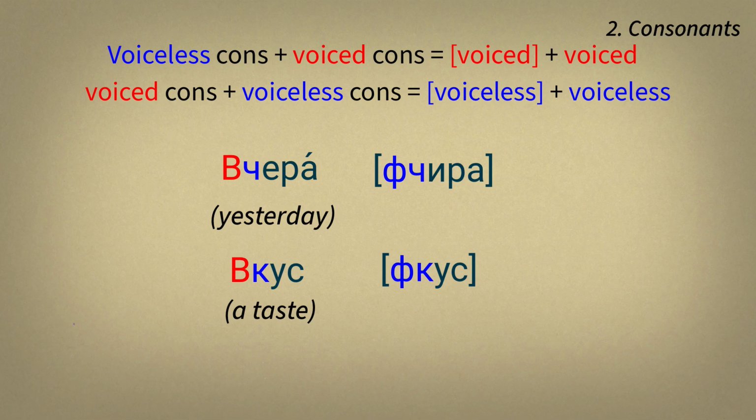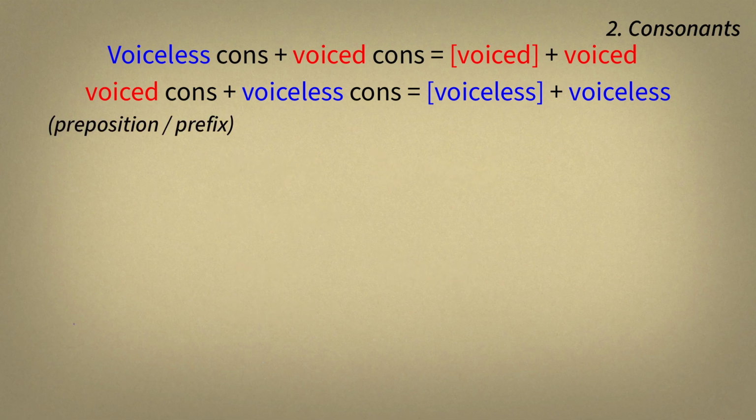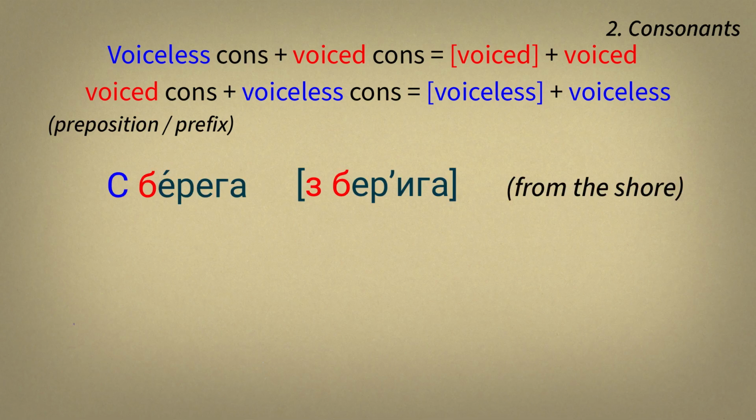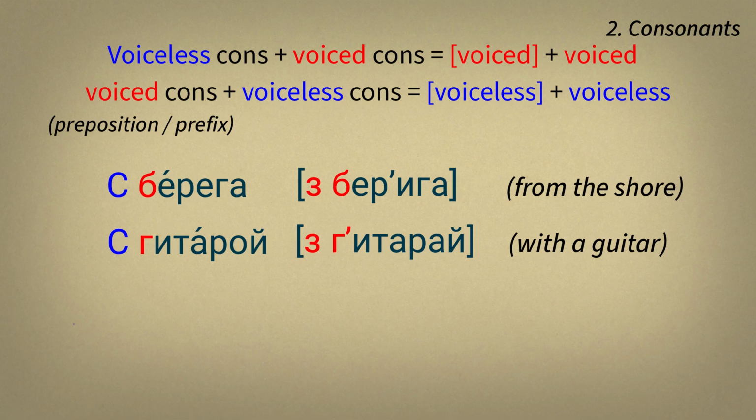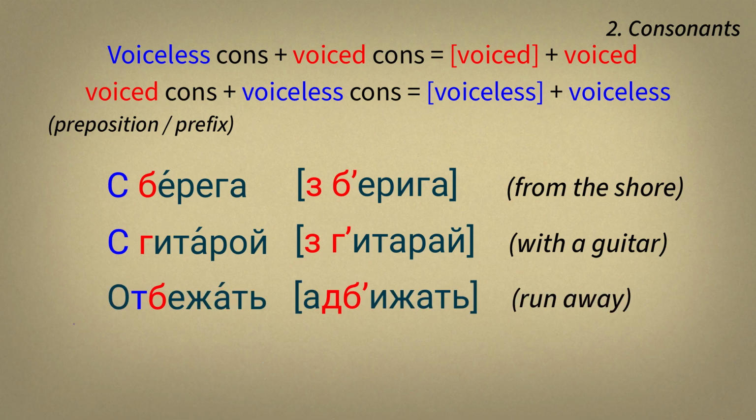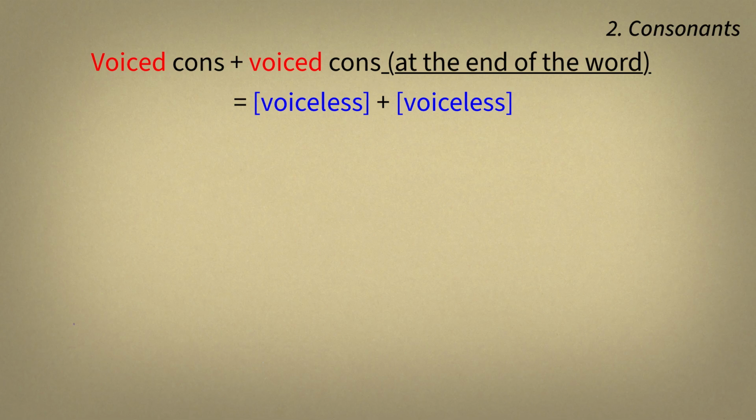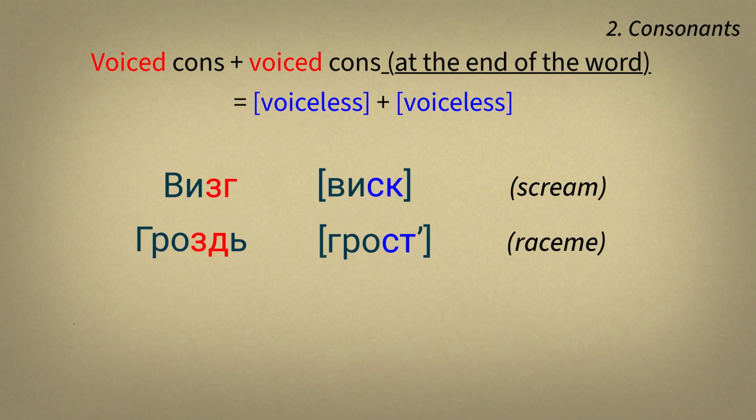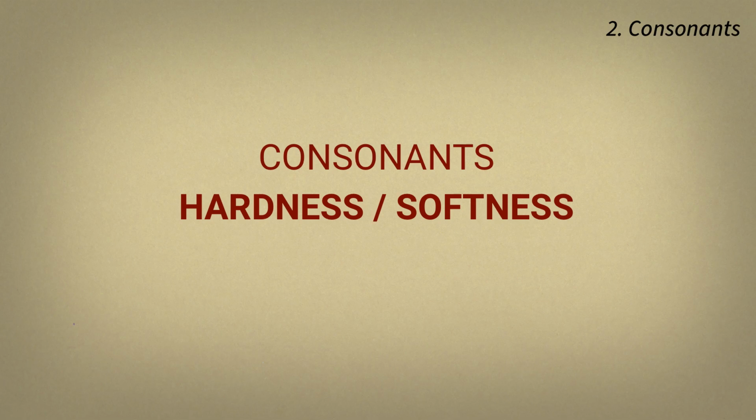Вчера. Вкус. This rule is the same for prepositions and prefixes. For example, с берега, с гитарой, отбежать. If two voiced consonants are at the end of the word, they both become voiceless. For example, визг, гроздь.